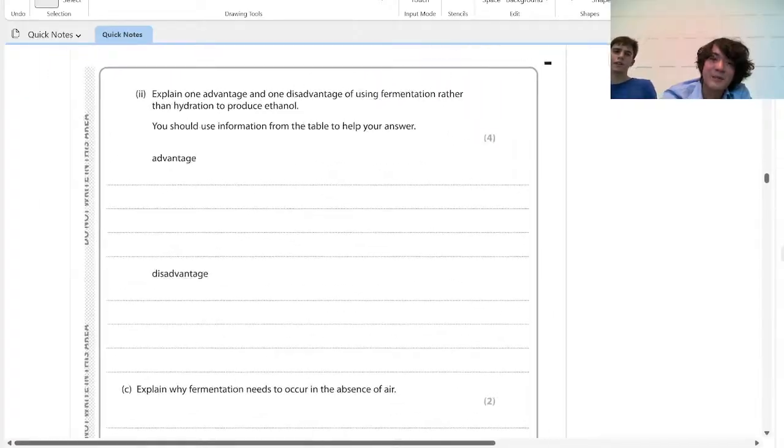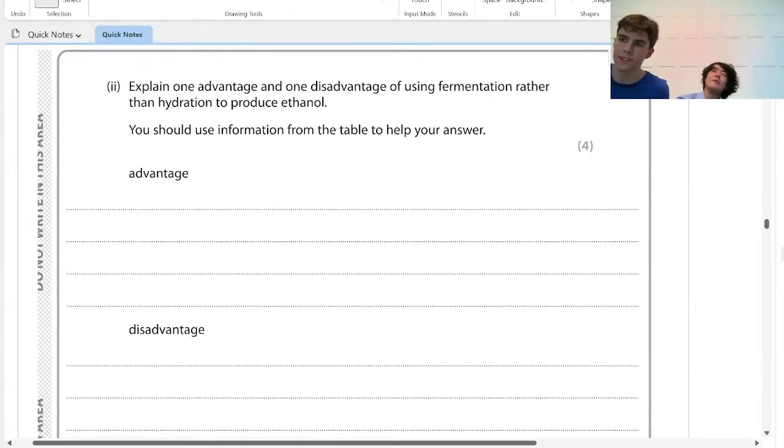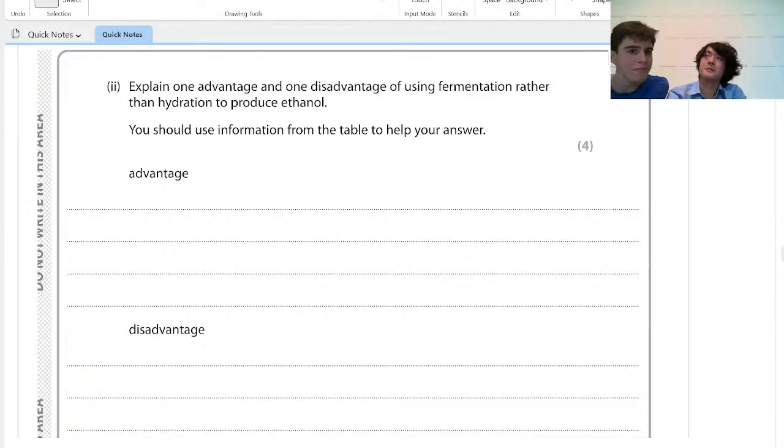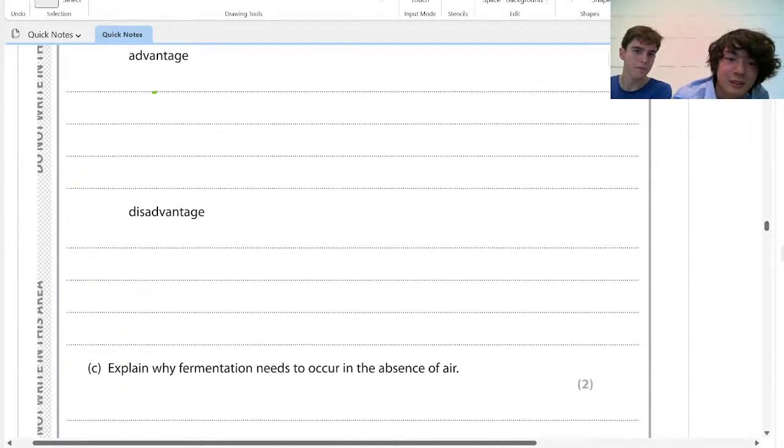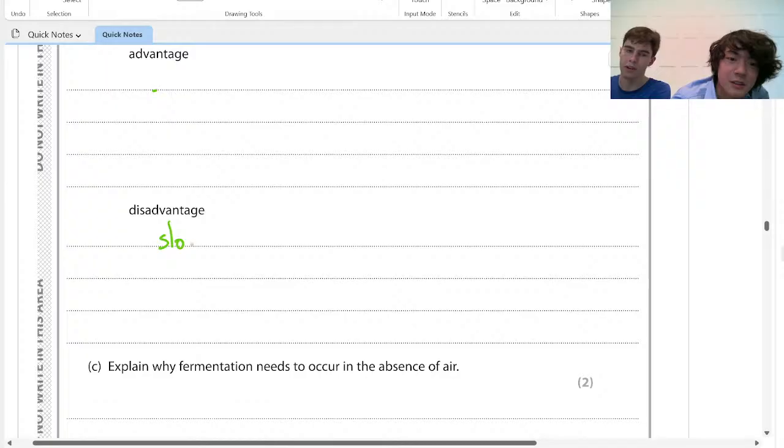Okay. They love doing the advantages and disadvantages of fermentation and hydration. So: explain one advantage and one disadvantage of using fermentation and hydration to make ethanol. I'll try to go through as many as possible, because there's usually also a 5 marker. Firstly, fermentation is a lot slower. Secondly, it's slower.